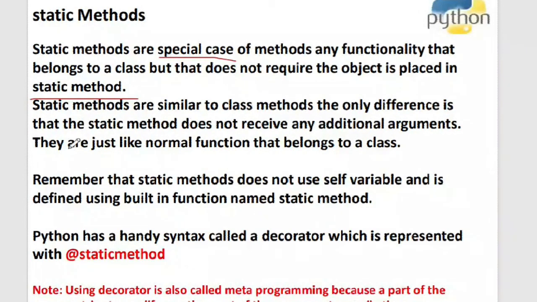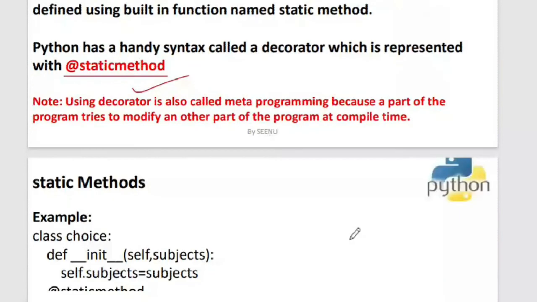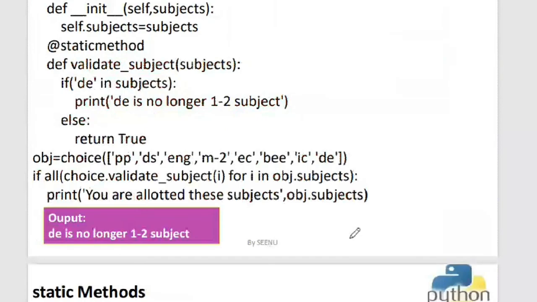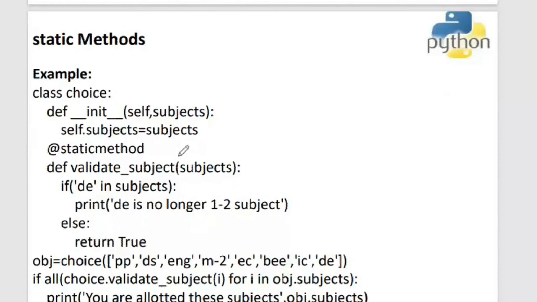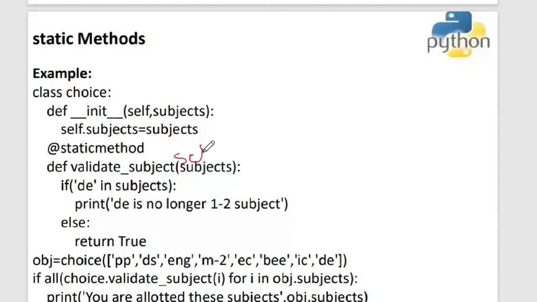So that judgment the programmer needs to make. The static methods are similar to the class methods, but the difference is that in the static method you have to put this decorator, which is staticmethod. For the class method you put classmethod, but here you put staticmethod. Another difference is that they are just like normal functions, as you can see inside the program. You won't be having a self or a CLS. This is the next difference.